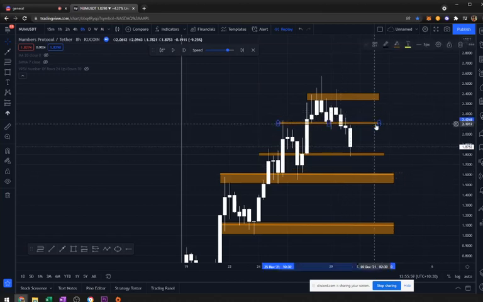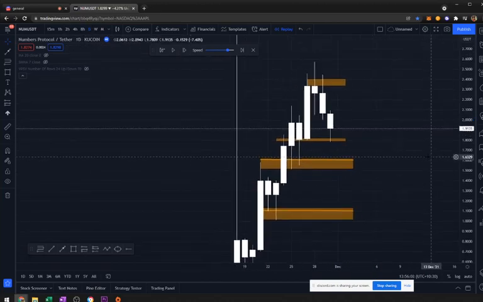But look, this is only on the 8-hour time frame. Even if we look on the daily, you can't really see it as a high. This is what matters to me, mostly the daily, weekly, and monthly.